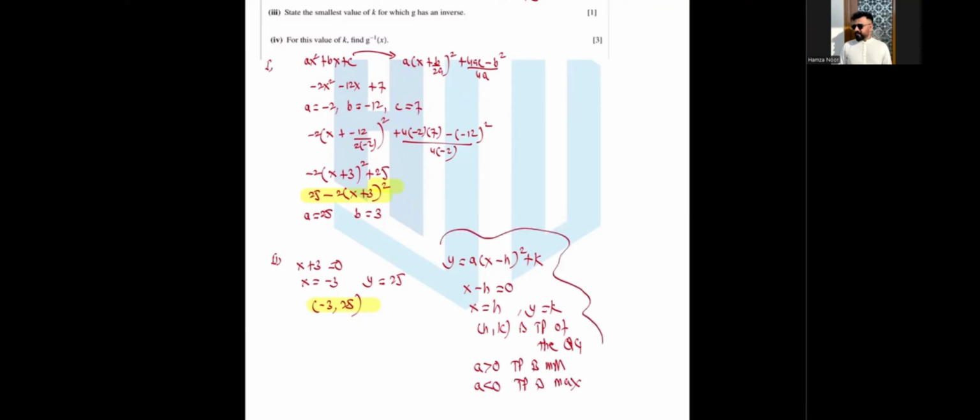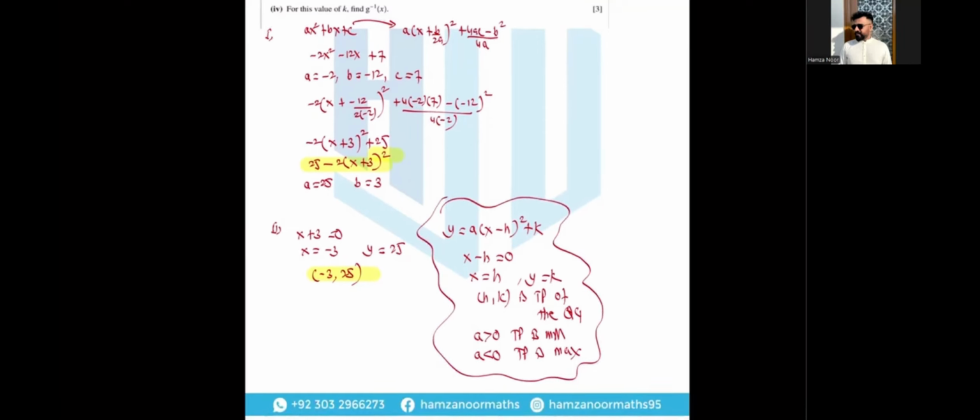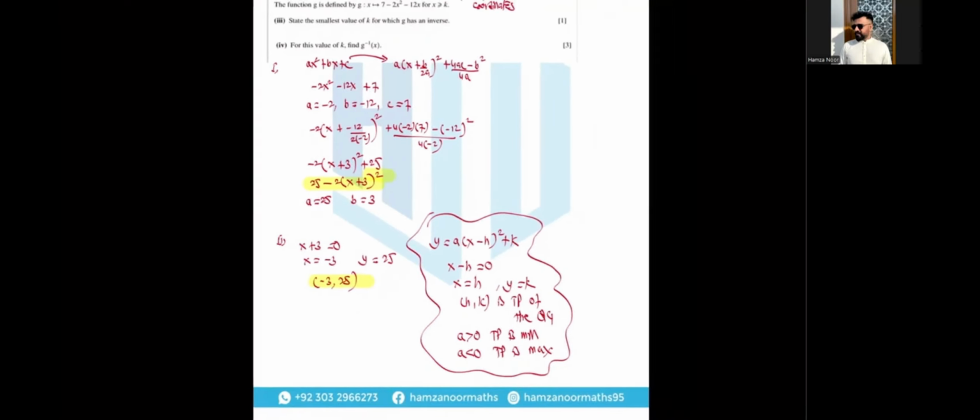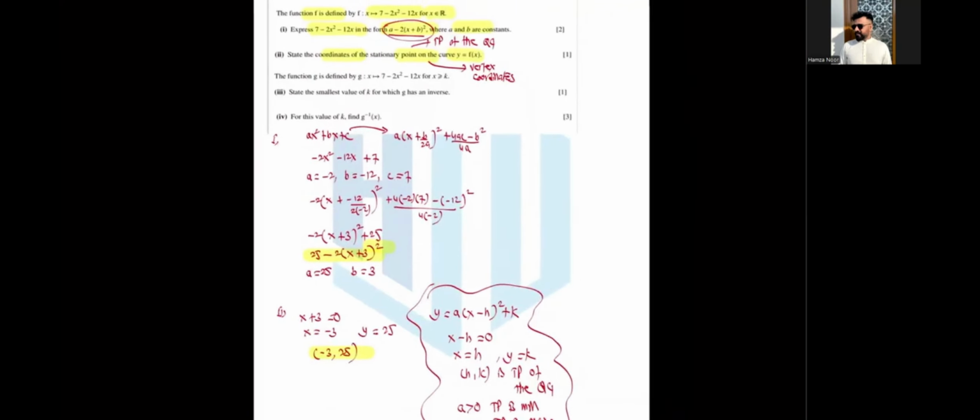So here I've discussed some concept behind this, for those students who don't know this particular concept. So our answer is minus 3 comma 25. This was some detailed explanation, and here we have the answer for part 2.